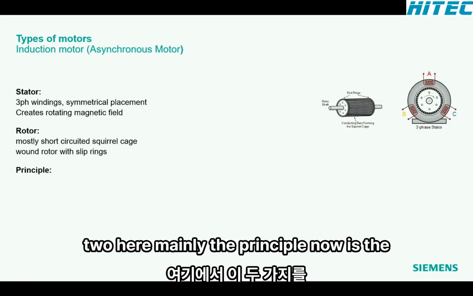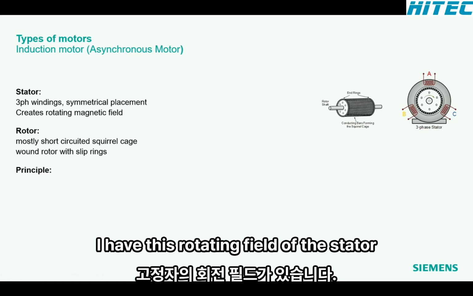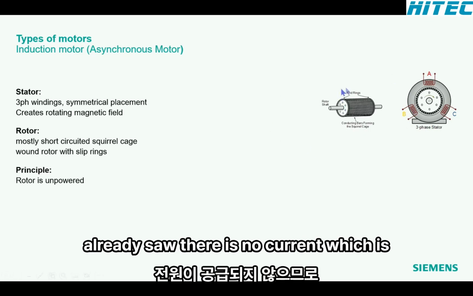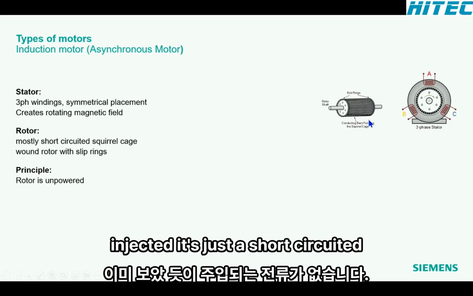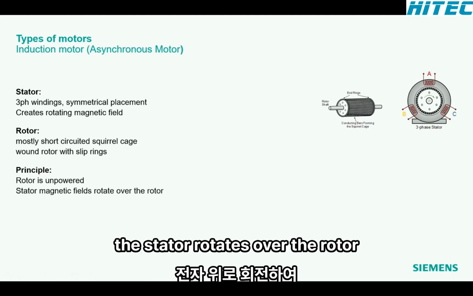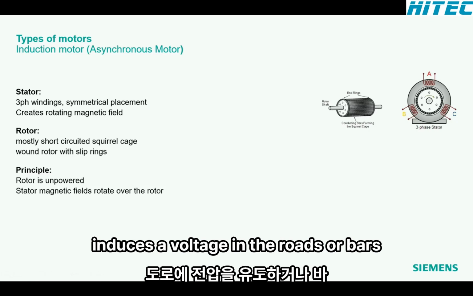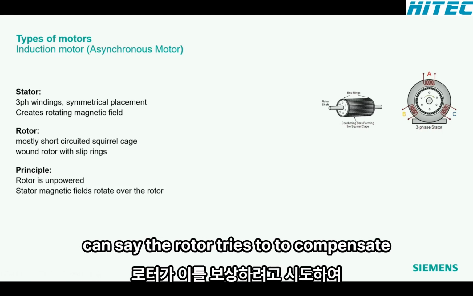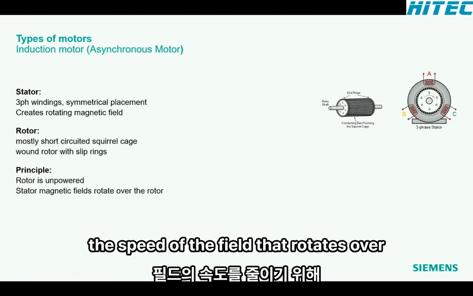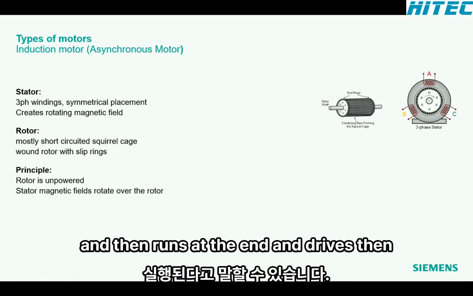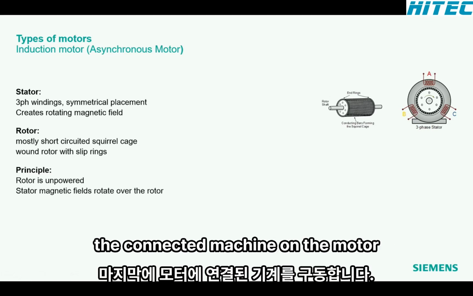The principle now is the following. I have this rotating field of the stator. The rotor itself is unpowered. So as you already saw, there is no current injected. It's just a short-circuited cage here in that case. And what now happens is that the magnetic field of the stator rotates over the rotor, induces a voltage in the rotor bars, and a current comes as a consequence. And due to Lenz's rule, we can say the rotor tries to compensate that. So it starts to rotate to decrease the speed of the field that rotates over the rotor. So the rotor is accelerated and then runs at the end and drives the machine connected to the motor.